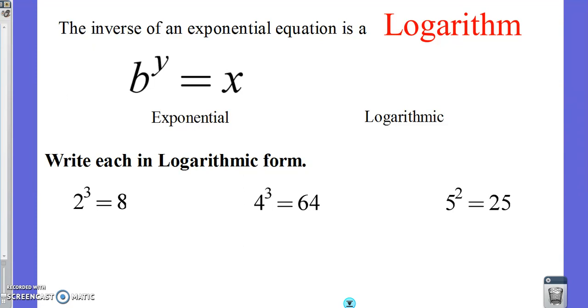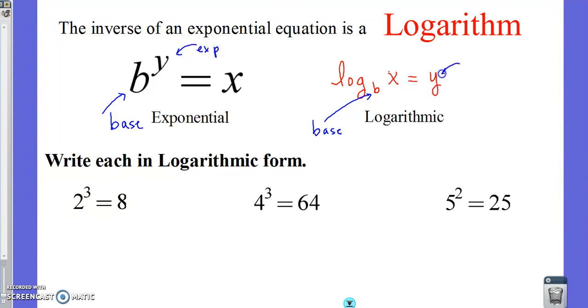So if we have a base exponential function of a base b raised to the y power is equal to x, I can rewrite it in logarithmic form by writing log base b of x is equal to y. And there's a couple things that I want you to note. b is the base of the exponent and it becomes the base of the logarithm. y is the exponent. That is what follows the equal sign because that's what a logarithm does. It solves for an exponent.